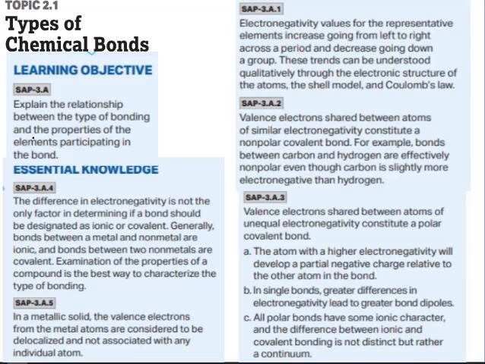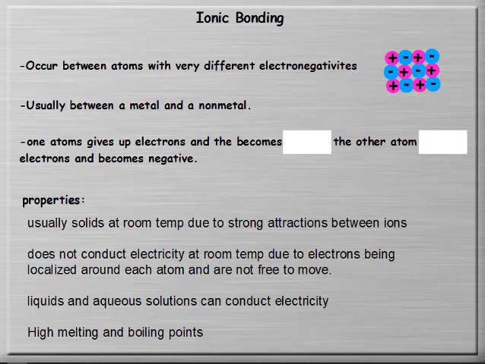So part of Unit 2 is talking about bonding and what types of bonds compounds have. The first type is ionic bonding. It occurs between atoms with very different electronegativities. Usually that's going to be between a metal and a nonmetal. One atom is going to give up an electron and become positive, and the other atom gains electrons and becomes negative.